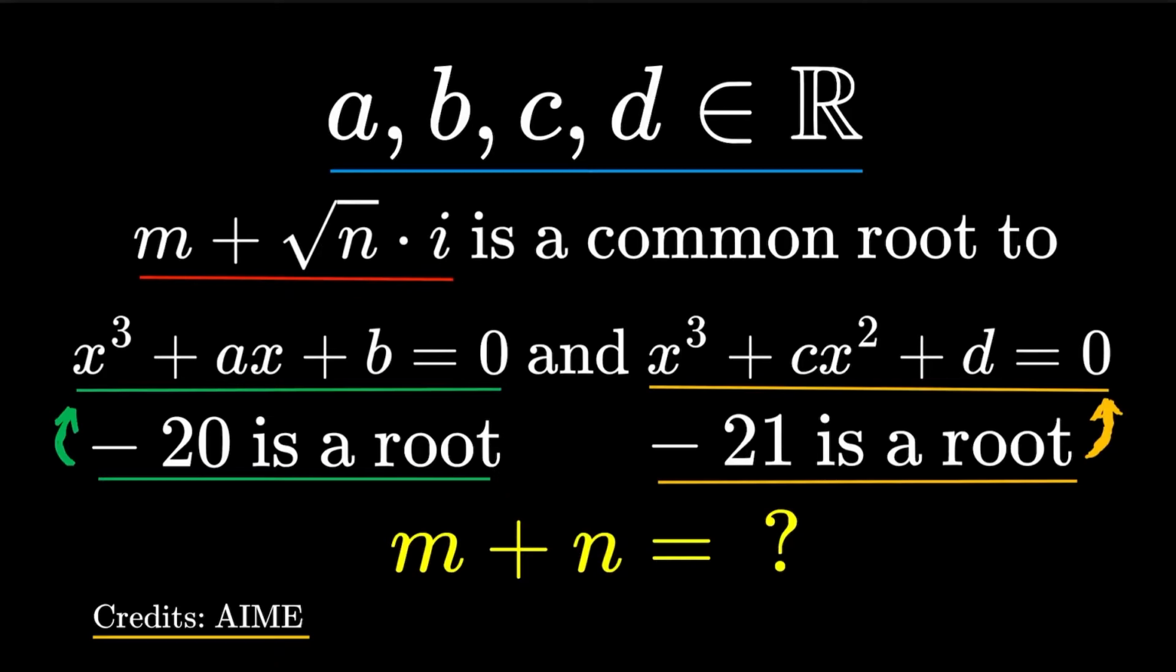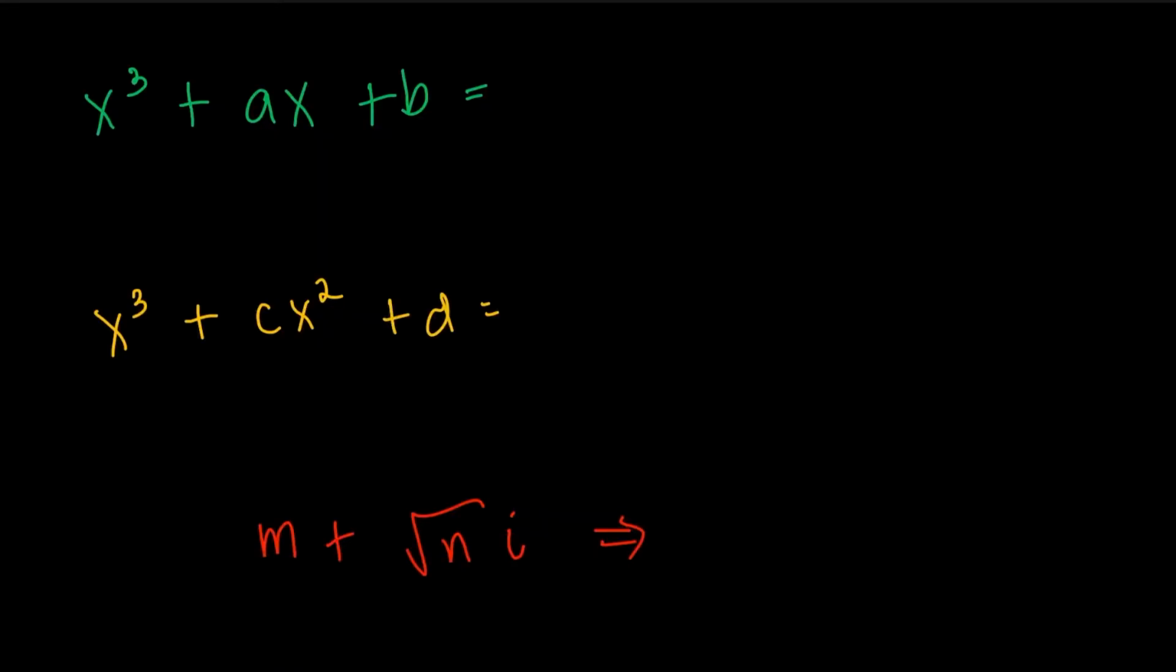Now, the first thing that we know is that there is an imaginary root to these two equations. And combining with the fact that we do have negative 20 to be a root to the first one, negative 21 to be a root to the second one, let's make use of the factor theorem for now. So we do have x cubed plus ax plus b and x cubed plus cx squared plus d. We know the roots of those two. And by the factor theorem, I know that x plus 20 is a factor of the first one because negative 20 is a root. And then I know x plus 21 is a factor of the second one.